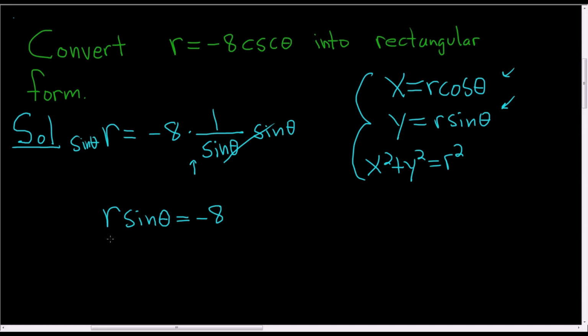We know something about r sine theta. It's equal to y via one of the formulas. So y is equal to -8. And that's it. That's the final answer.